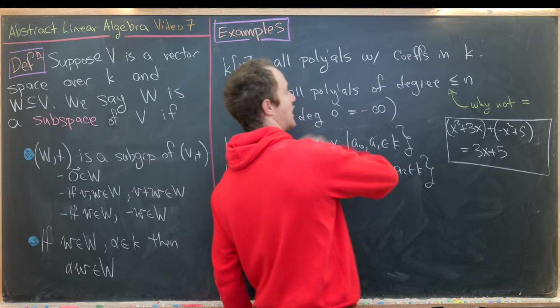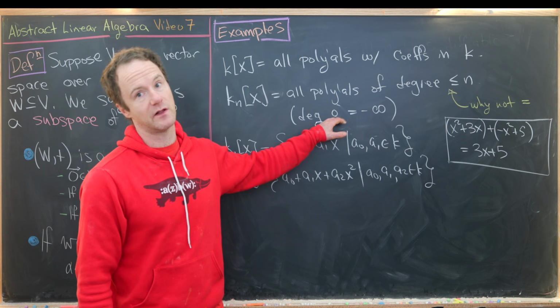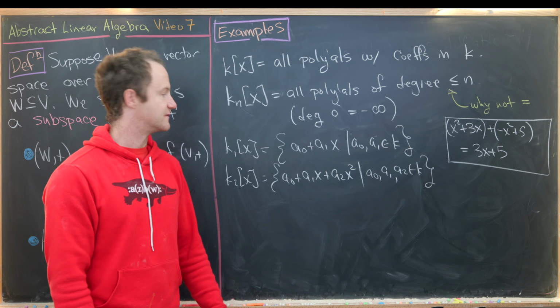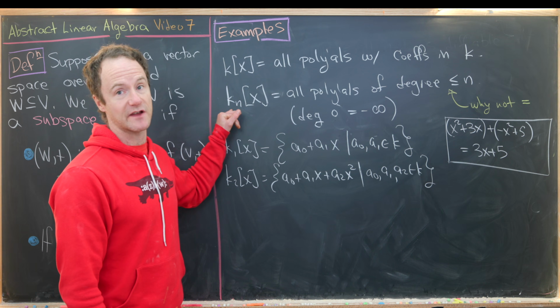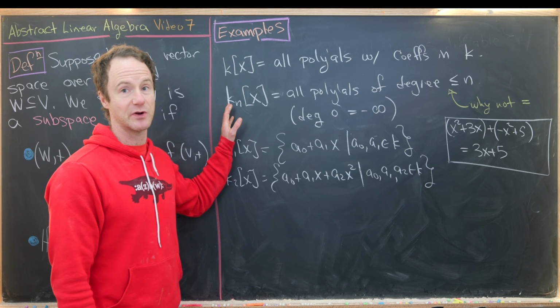Furthermore, if all of the polynomials are of degree equal to n, then it will not include the 0 polynomial, which we said had degree minus infinity. So I'll let you check that this is closed under the vector addition and the scalar multiplication. That's pretty easy to do.